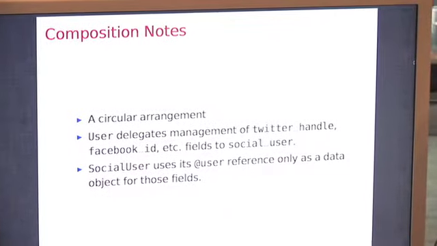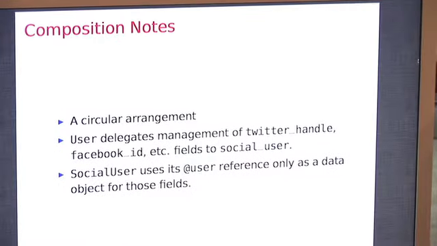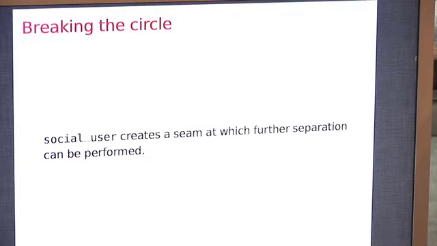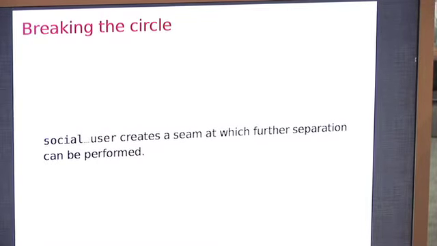So yeah, this is a circular arrangement. The user delegates its social functionality, its behavior, to that sub-object, and the social user delegates its storage back to the user model. The nice thing about this is that by creating this circular arrangement, we've created a seam, which then makes it easier to break that circle in the future.